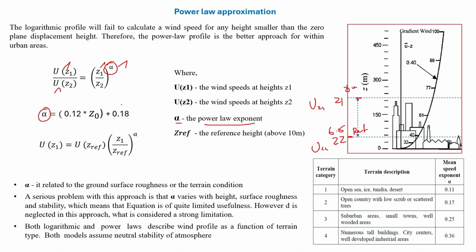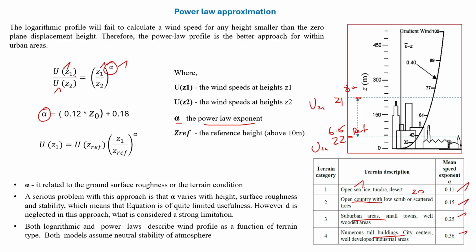Okay, so we know different Z0 values. For sea it is 3 centimeter, and for agricultural land it is 10 centimeter, like that. If you know the value, substitute, and you will get a different alpha value. For the sea, for the flat surface, for the suburban, for the tall city center, and so on, depending upon the Z0, we are getting different alpha. You have to substitute here.